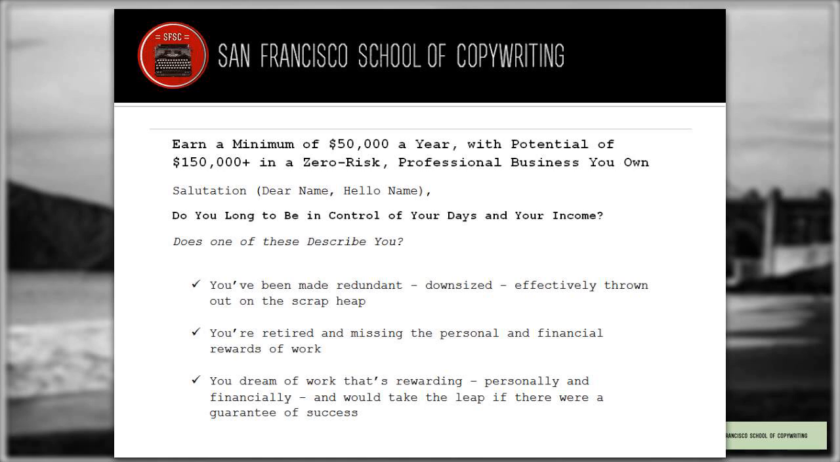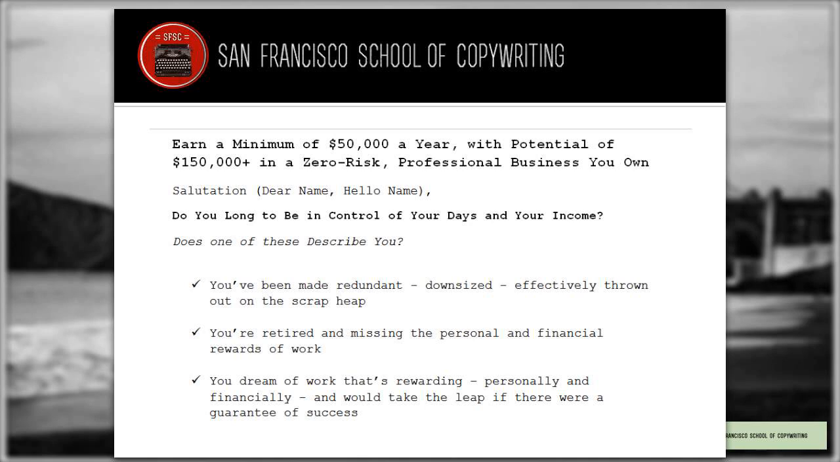You've been made redundant, downsized, effectively thrown out on the scrap heap. This was geared, by the way, toward people who weren't working anymore. You're retired and missing the personal and financial rewards of work. You dream of work that's rewarding personally and financially and would take the leap if there were a guarantee of success.